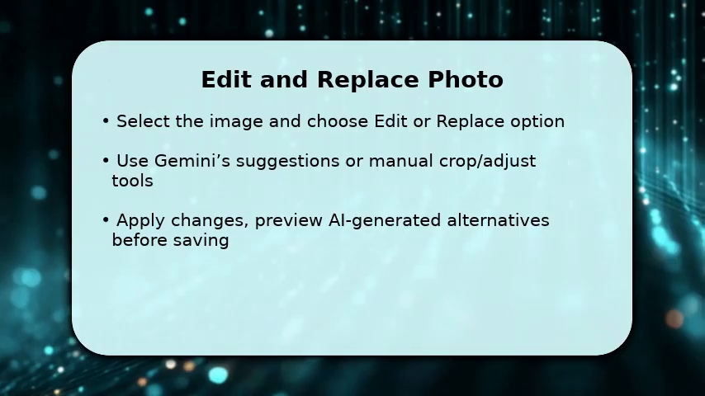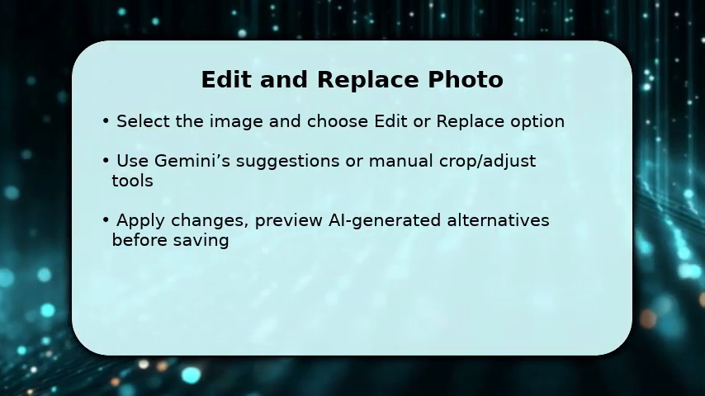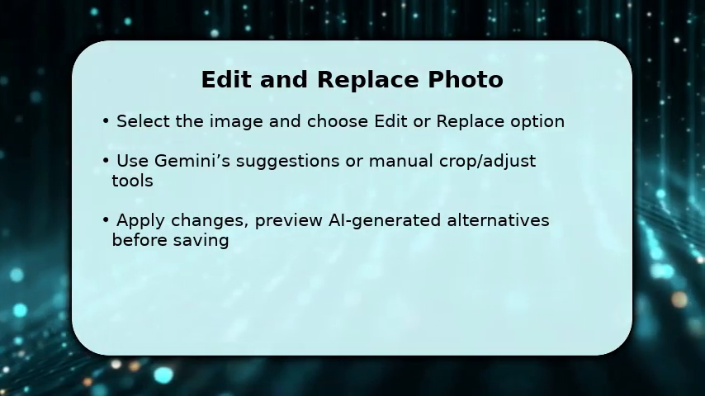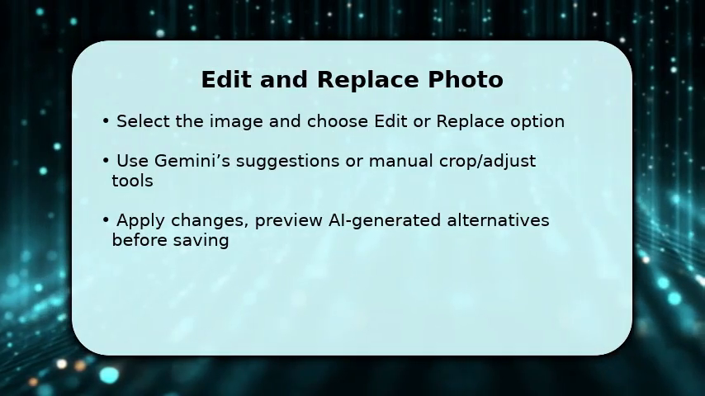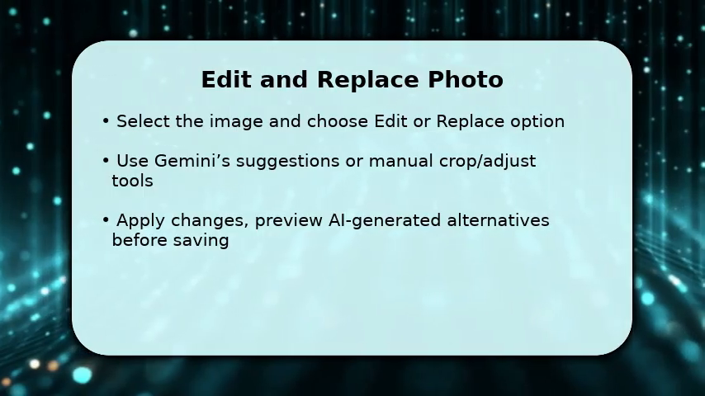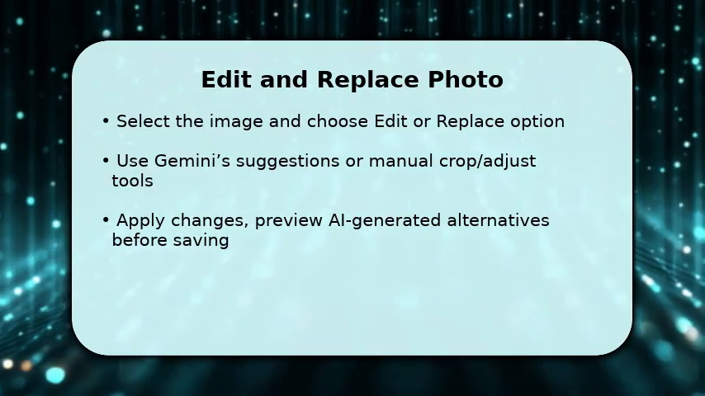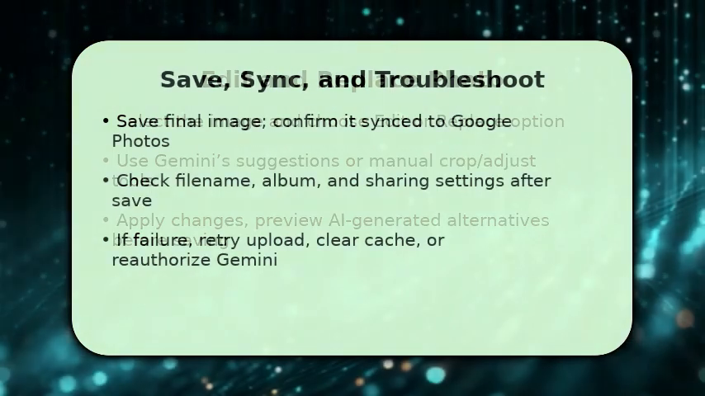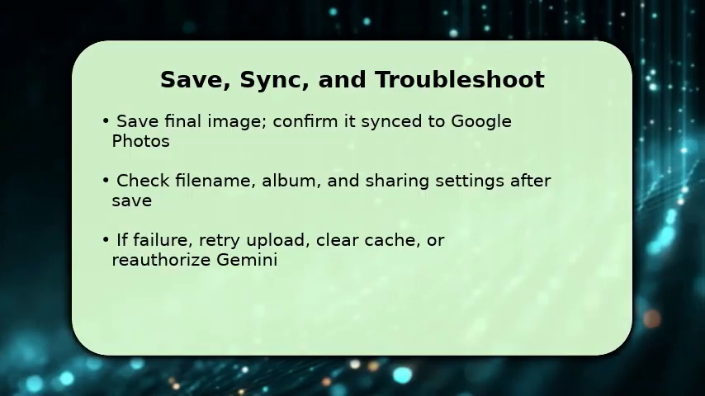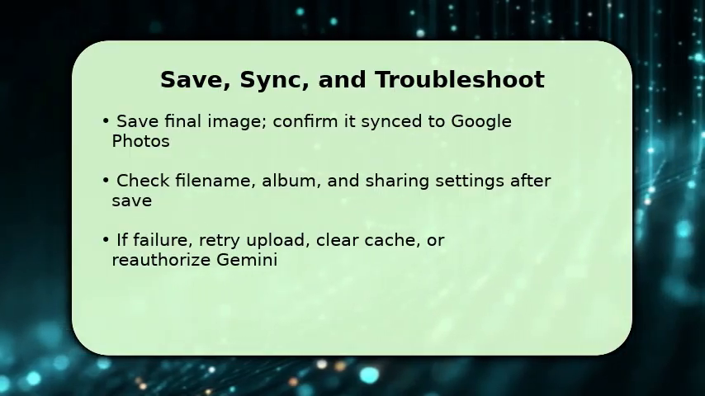If replacing entirely, confirm the new image aligns with aspect ratios and metadata. Make incremental saves so you can revert if a change isn't what you expected. After you're satisfied, save the final image and verify it's synced to Google Photos or your device folder. Make sure the file name and album appear correctly and adjust sharing settings if needed.